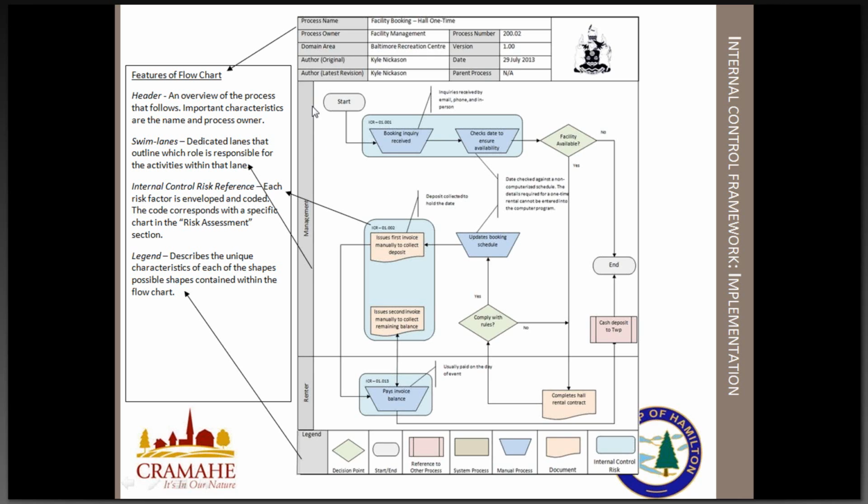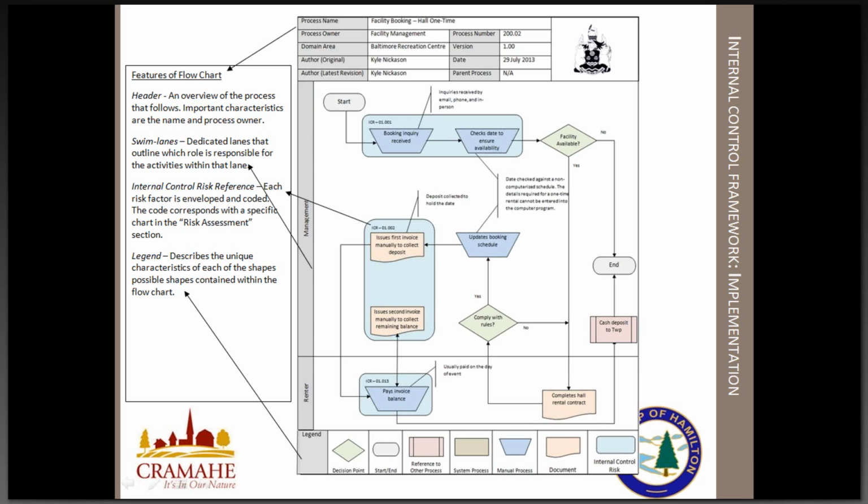On the left-hand side, you'll see these swim lanes here, which outlines who is responsible for all of the tasks within that lane. So in this example, you can see that facility management is responsible for completing or proper execution of all of the tasks that are adjacent to it here. And down here, it's the renter or user group. So in this swim lane, it's the user group that's responsible for completing those tasks.